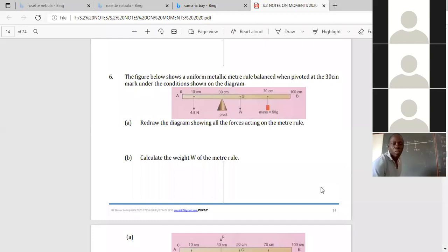Next, what are we doing? What are we supposed to find? We are calculating the weight of the meter rule. You have to find the distances between them. So let us find these distances. We are finding distances from the pivot. So what is that distance? 20.